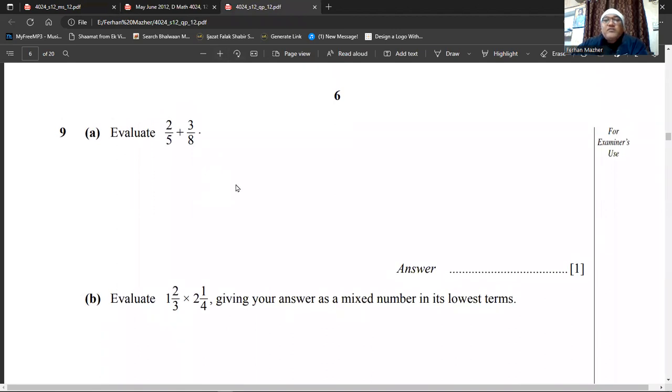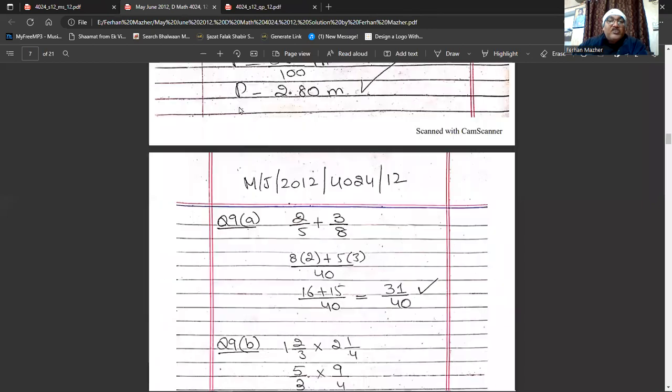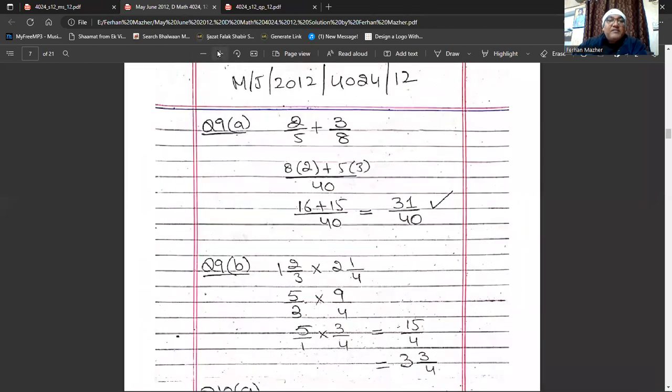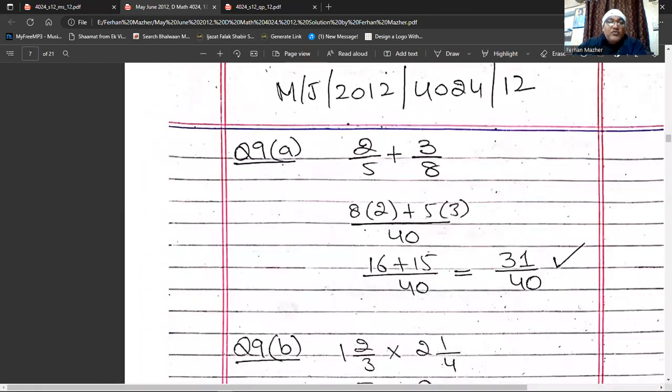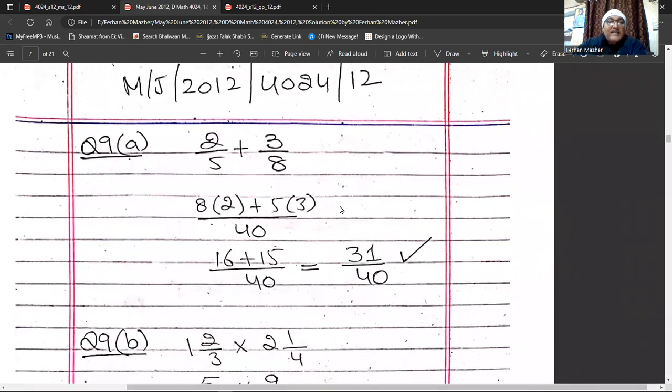So question number 9, it's A part. He says evaluate 2 by 5 plus 3 by 8. These are the two fractions and we want to add them. Their denominators are different from each other, so I will take the LCM, and this is how this is done. Very simple. A famous O-levels question where you have two fractions and you want to add them.